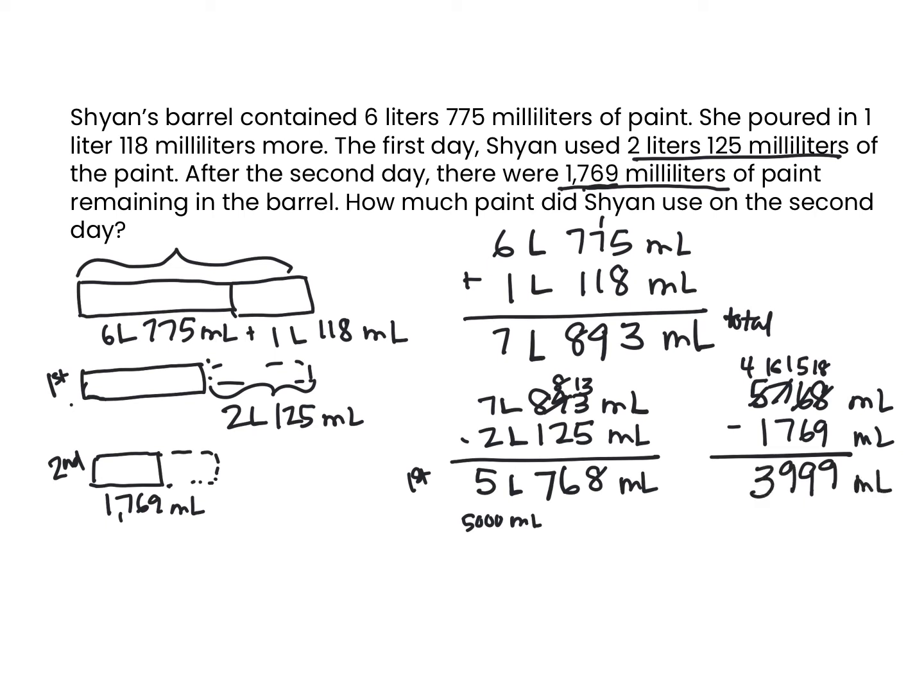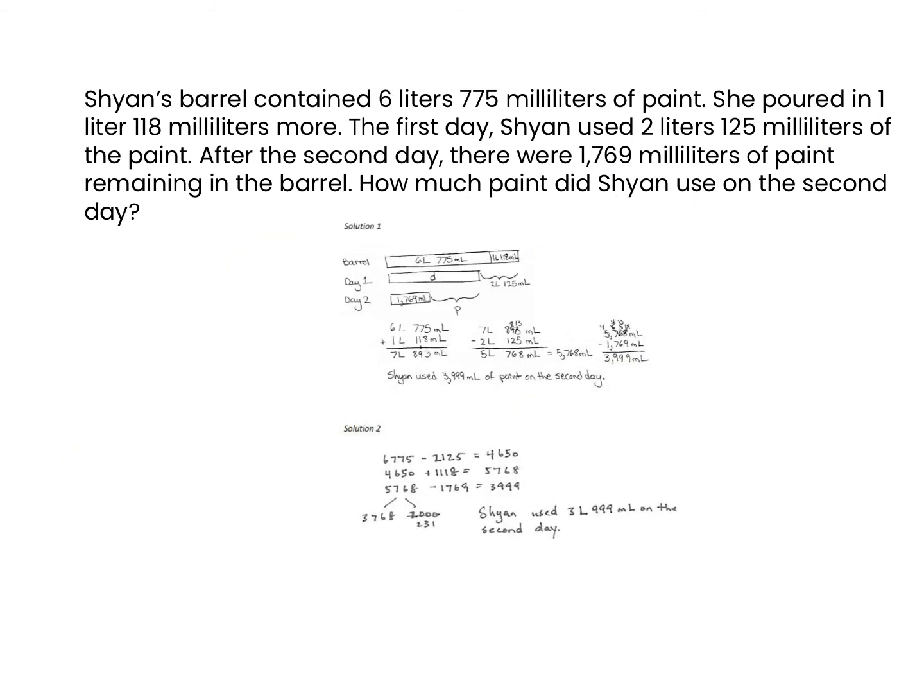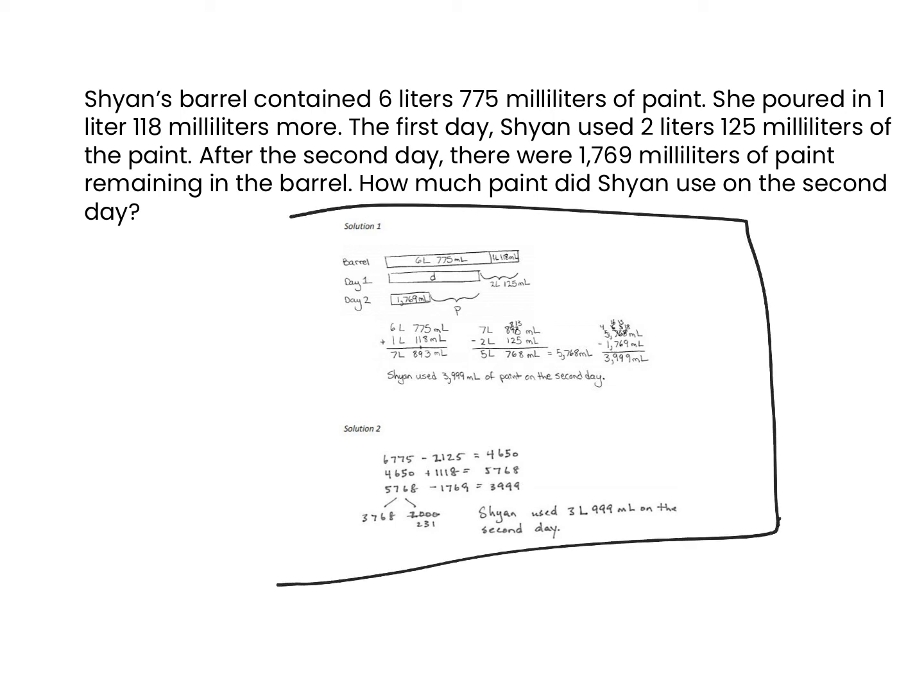So 3,999 milliliters. So Cheyenne used on the second day 3,999 milliliters, or I can say that is 3 liters, 999 milliliters. I've got to be careful with what I'm doing here. She can do it as 3 liters, 999 milliliters. So here again on the next page are these solutions, different ways that you could do it, okay?